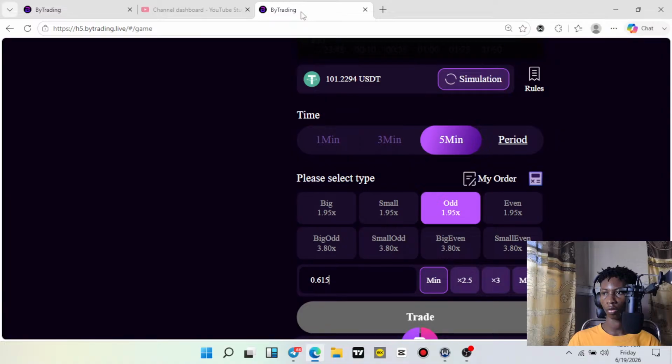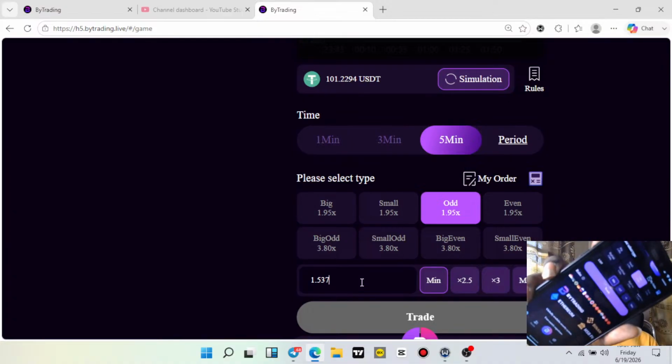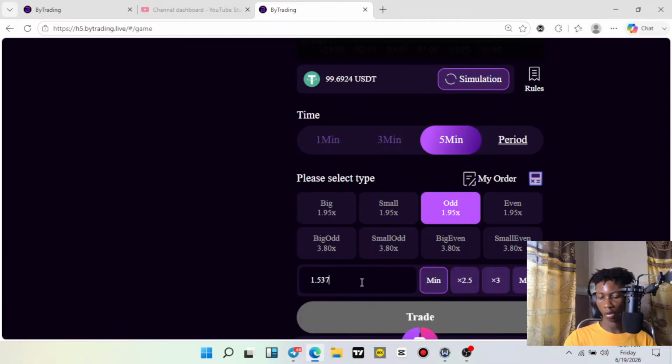I'm going to trade with this amount, and this is my net gain. So 1.537, and click on trade and click on trade again. I've successfully joined the trade. You guys can see I've successfully joined.